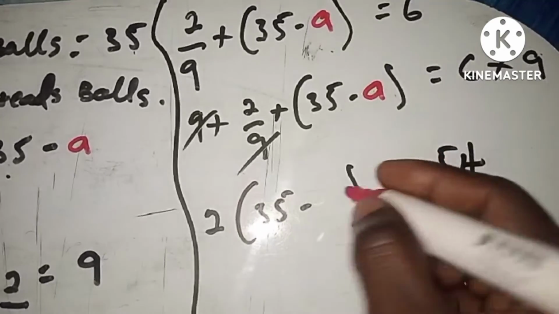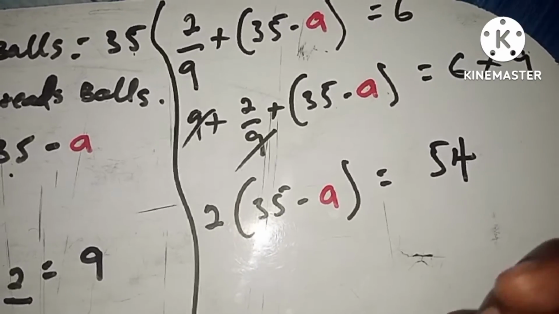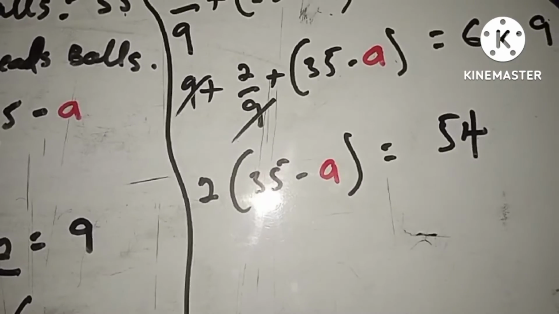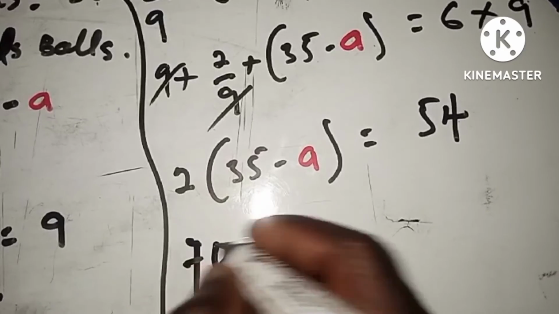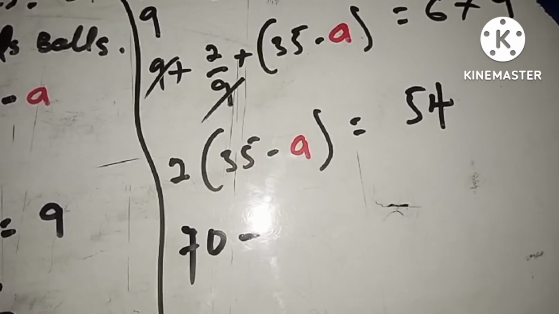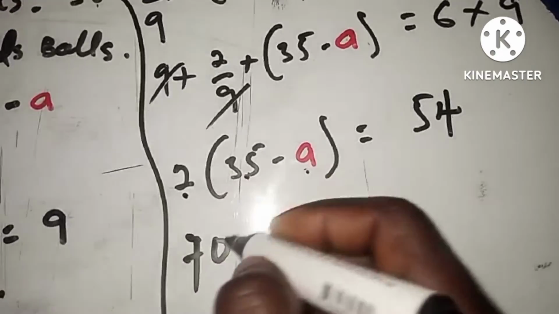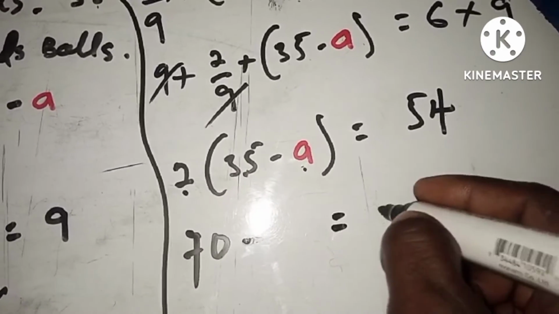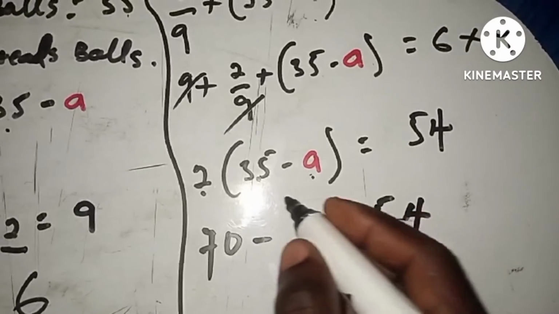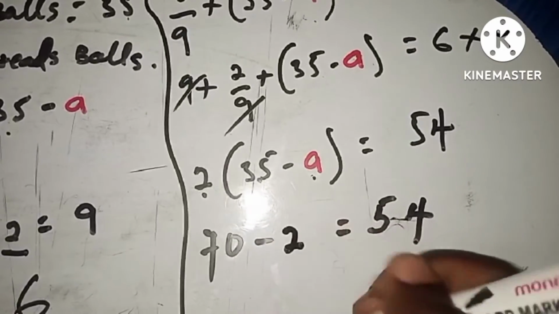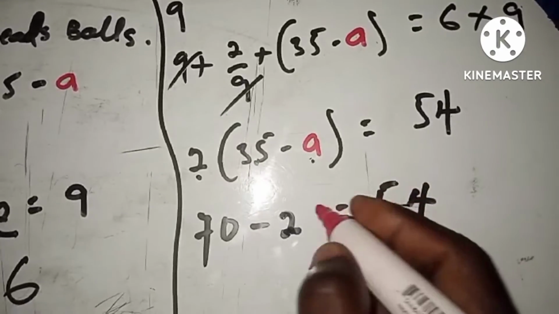Right, so you have our a. Now for you to take off this bracket, what are you going to do? You are going to use the 2 to multiply everything out. So if you use the 2 to multiply that one, that should give you 70, and then minus a minus 2a, right? So this guy multiplied by this, and this one also multiplied by that. So everything is equal to 54. So here we have 2a, because the 2 multiplies anything that is inside the bracket.